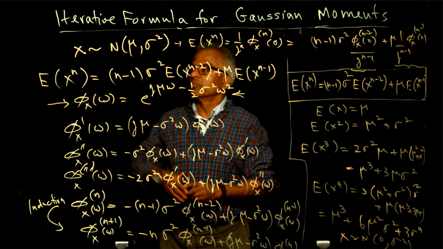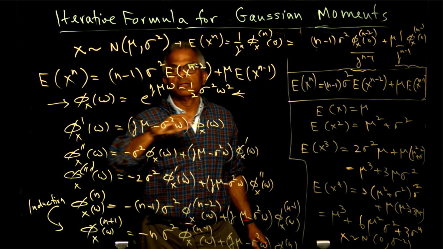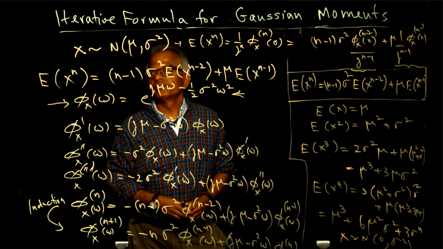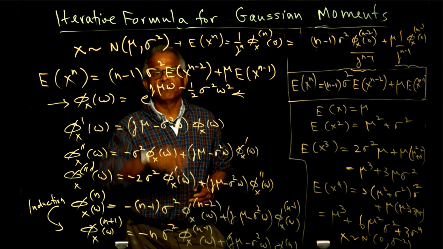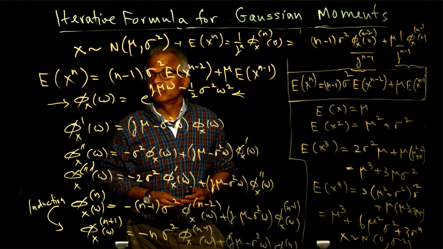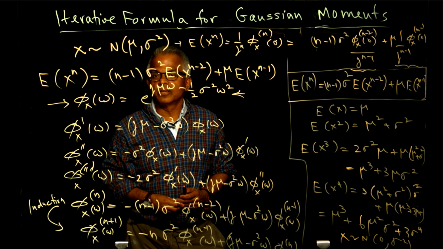And so in summary, you have this iterative formula involving two terms for the nth moment of Gaussian random variables.